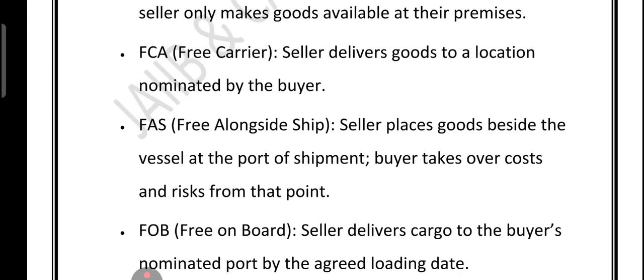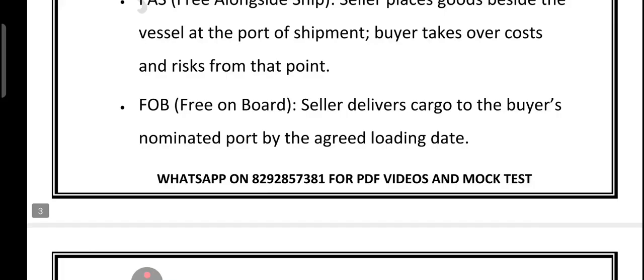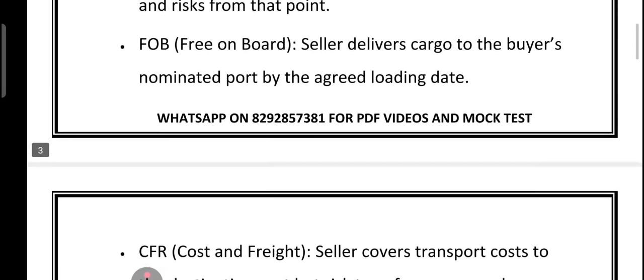Then we have FOB. FOB, what happened? Seller loads the goods onto the buyer chosen ship. CFR, seller pays freight, right? Risk shifts after loading. Then CPT, then seller pays transport to the named place in the buyer country. Then we have CIF. CIF means seller pays freight plus insurance to the buyer's port.